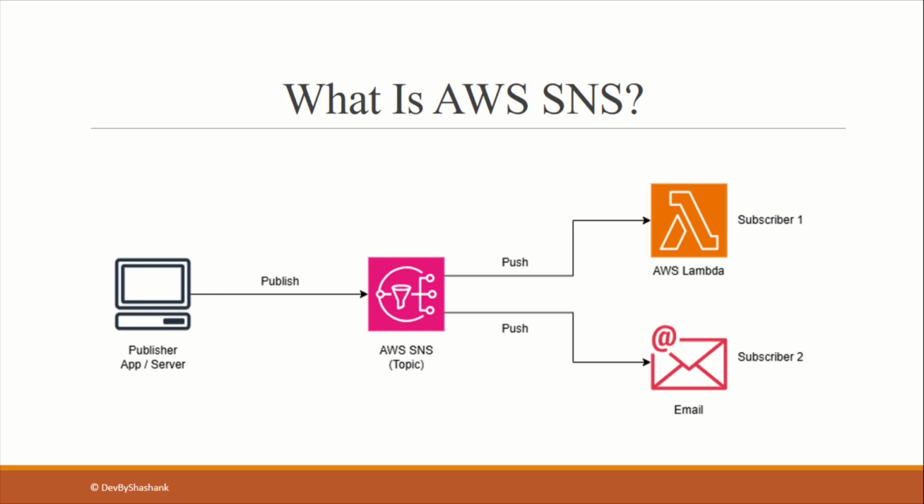Guys, I hope it's clear to you. So what we did, we created a publisher Lambda. From there, we sent a message to this SNS. In SNS, we created two subscriptions, one for Lambda and one for email. And then SNS pushed the message to both its subscribers. So guys, I hope this concept is clear to you now.